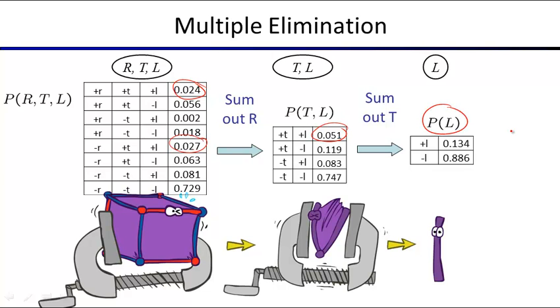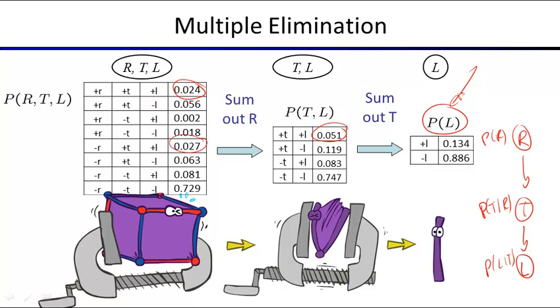Remember, our original BaseNet looked like this, R, T, L. What did we have? We had P of R, P of T given R, and P of L given T. So we did not have available the distribution for just L. This operation, join, join, eliminate, eliminate, gave us now the distribution for L. So we just did inference for the following query right here. We just computed the answer to the inference query. What is P of L?